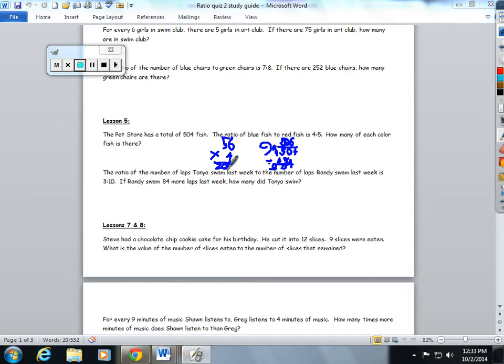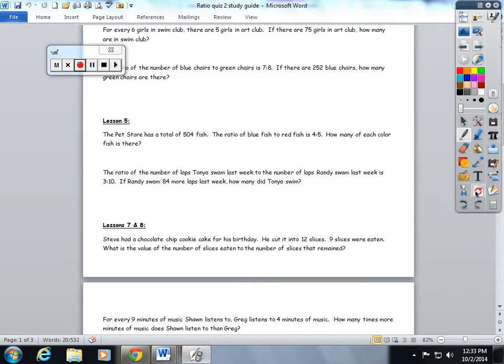Let me help you. 56 times 4 over here is 224. And this is going to be the blue fish. What would I multiply 56 by to get the red fish? You would multiply it by 5. And what would that be? That would be 280, I think. There you go. Okay, perfect. Good job. Now I'm going to hand it to Owen, and he's going to do the second problem.